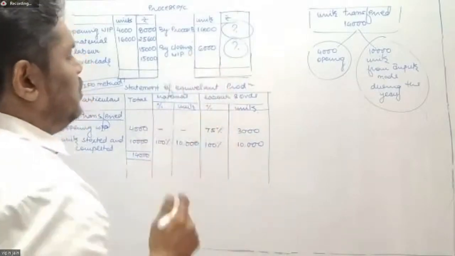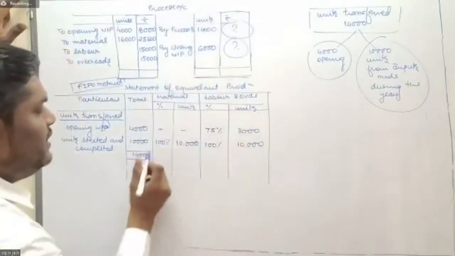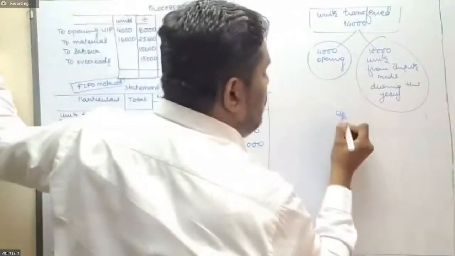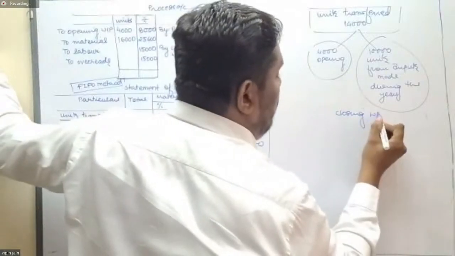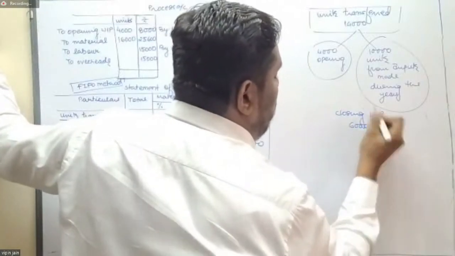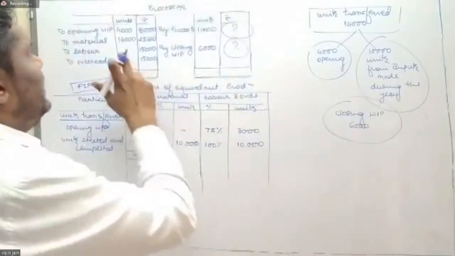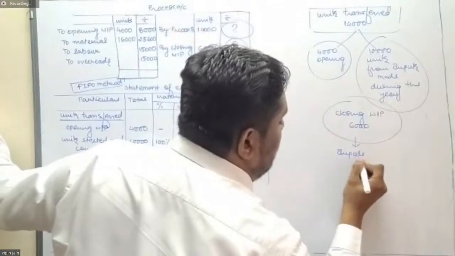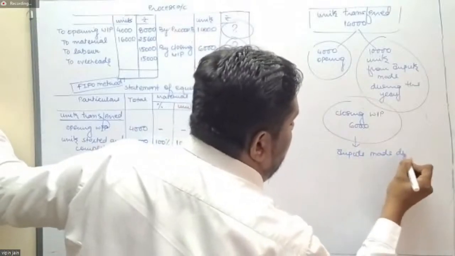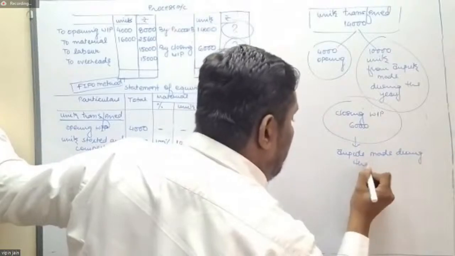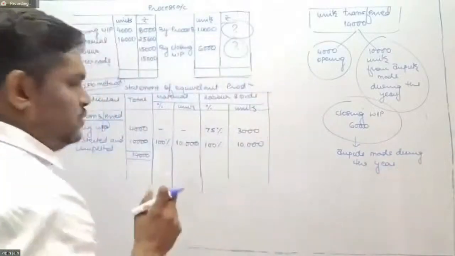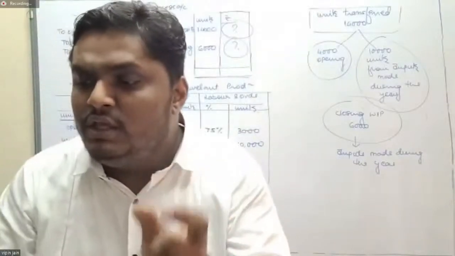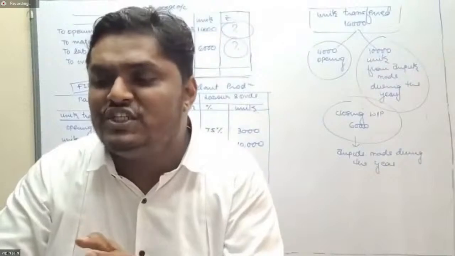Now when talking about closing work in progress, total 6,000 units were transferred. These 6,000 units were from the inputs made during the year. So the entire work that is done in this year is given in the question, that is units in process as on 31st March 2020.